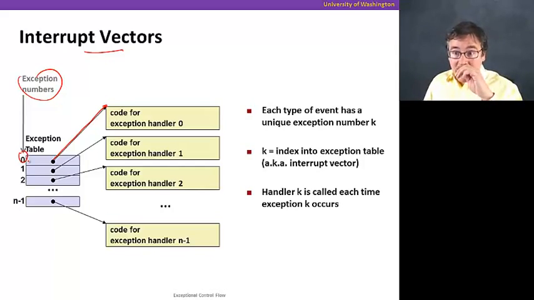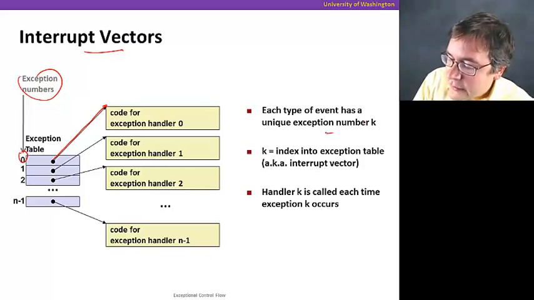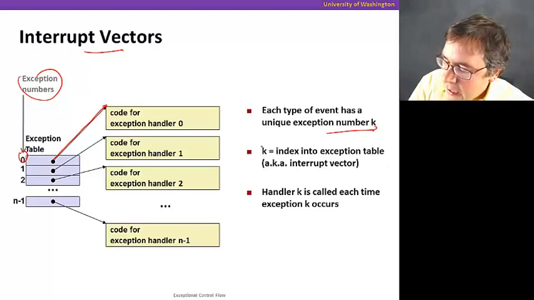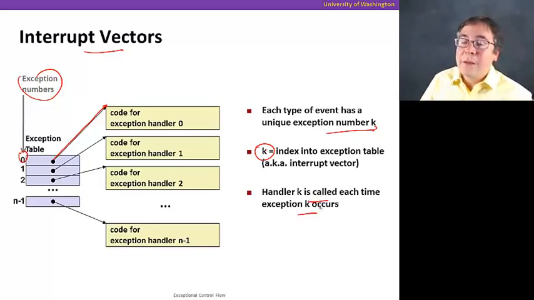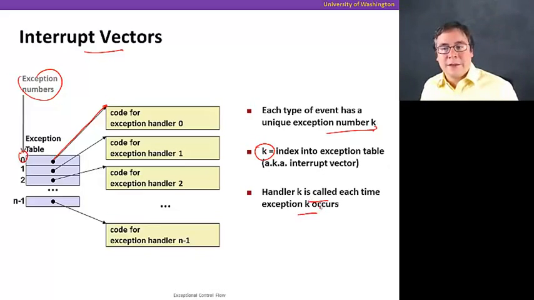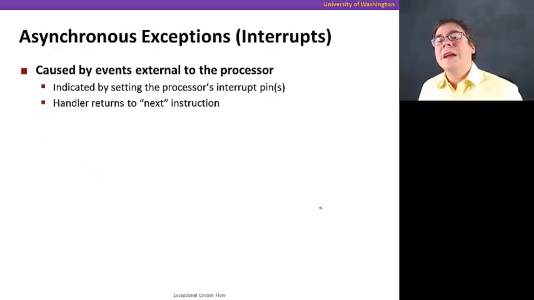Great. And the way we do this, each type of event has a unique exception number. That's a number k, and this k is an index to the exception table, also known as the interrupt vector. And this handler is called every time a certain exception is executed. So whenever exception k happens, the handler k is executed. There are two types of exceptions.